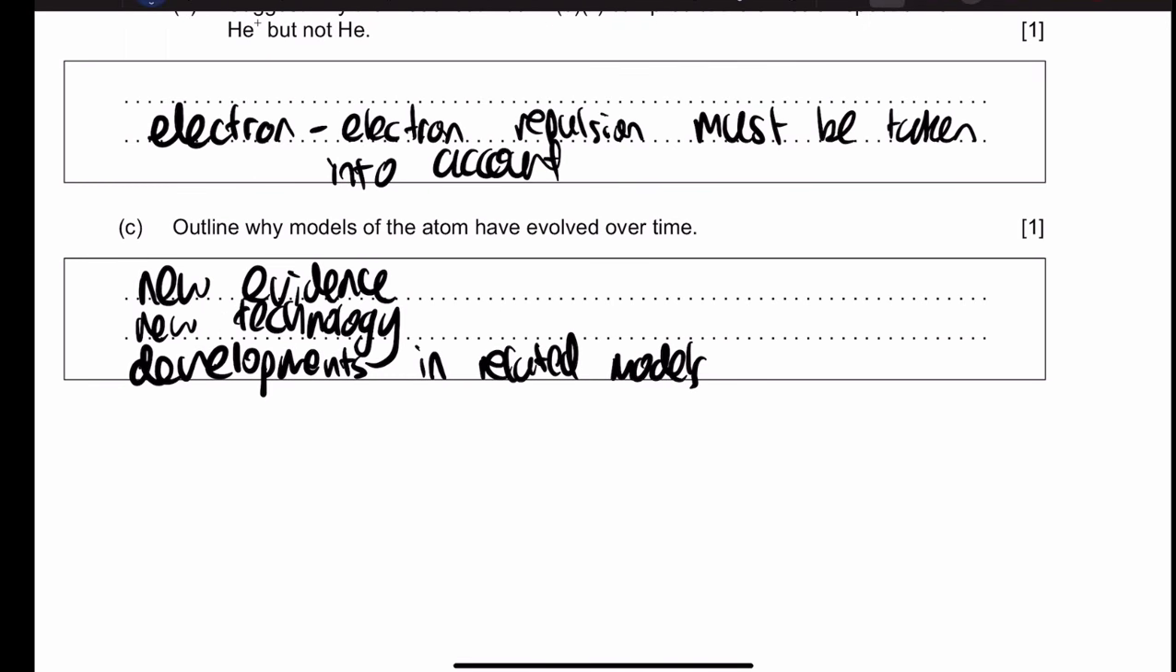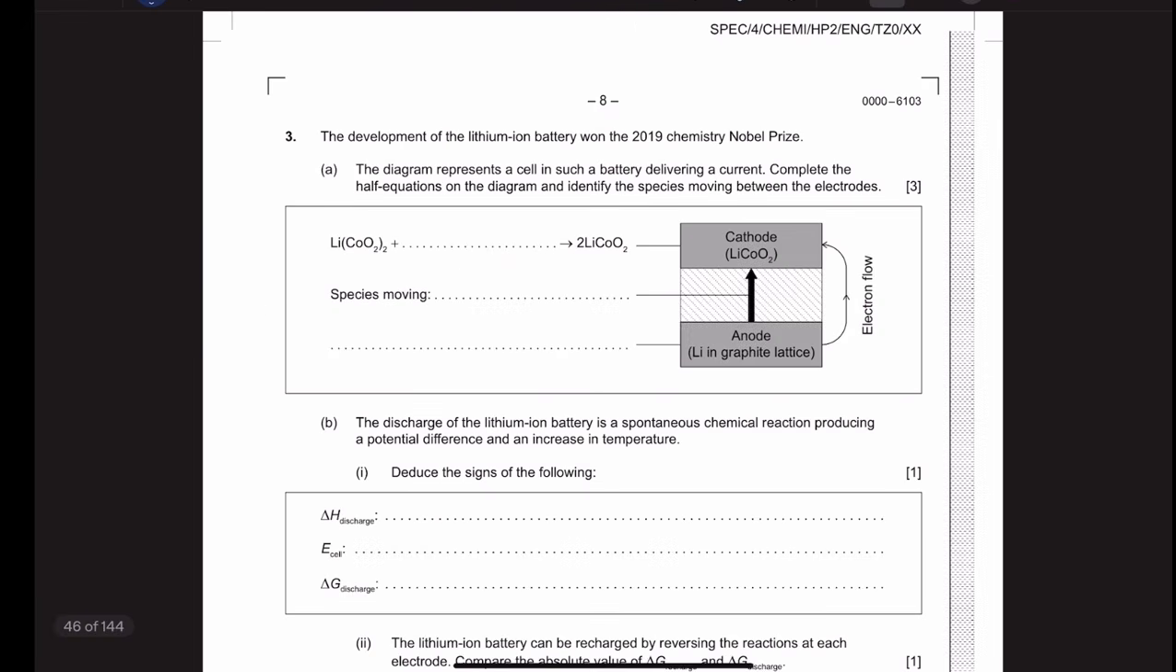Develop related model. These are a couple of things they want you to say, but realistically, you say anything plausible here, they'll give you the mark. I'm sure they'll give you the mark if you say anything plausible.